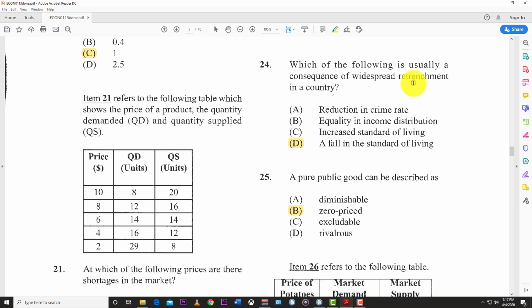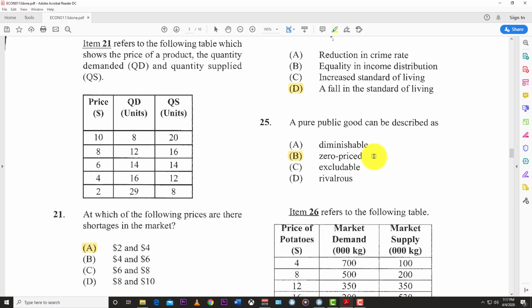Number 24, which of the following is usually a consequence of widespread retrenchment in a country? And the best answer here is a fall in the standard of living. Retrenchment means that there's a pullback as it relates to demand and stuff. So companies are going to pull back their production, and therefore, if you pull back your production, you're going to lay off people, and if you lay off people, they're not going to have any money to spend. So therefore, a fall in the standard of living.